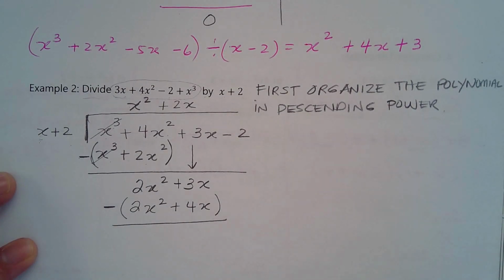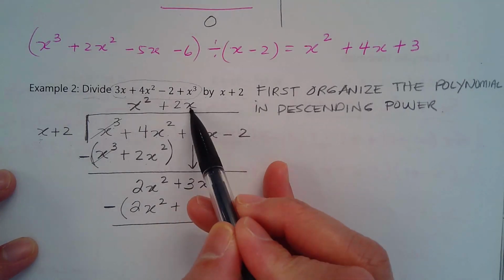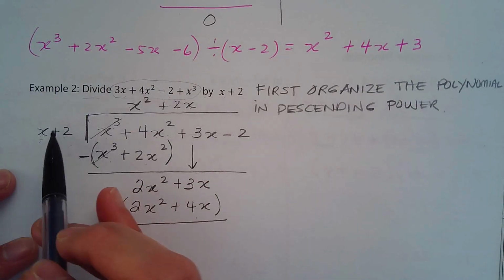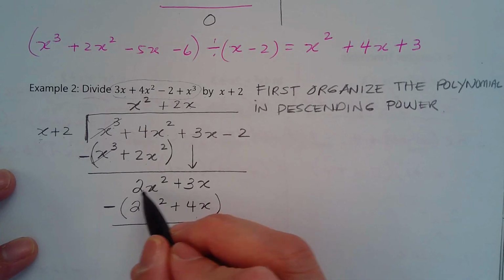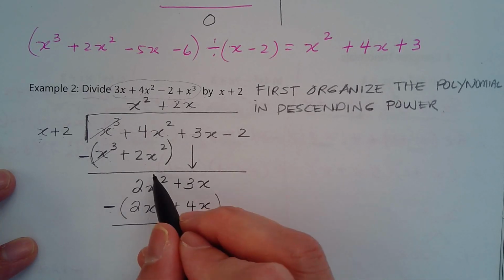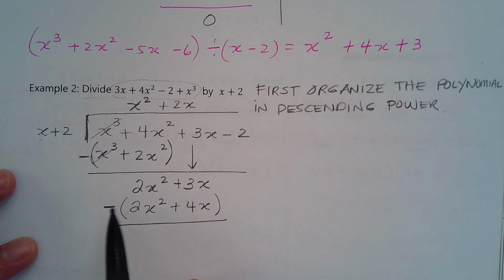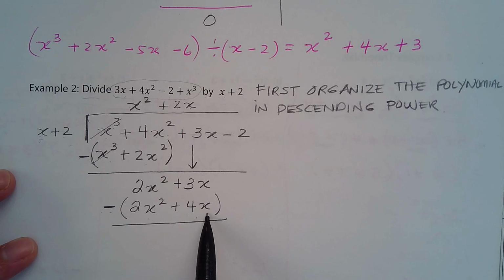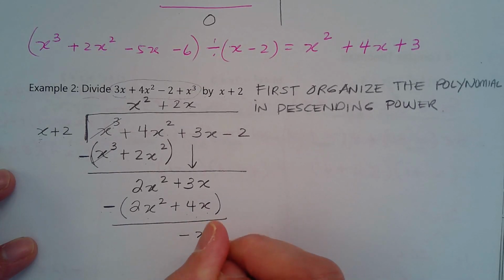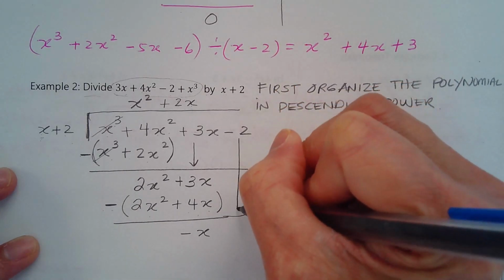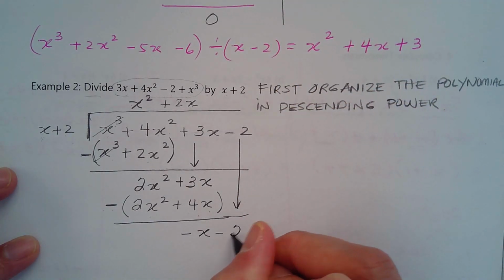Let's subtract. Is it multiplied? Multiplied. Yeah, they're multiplied. 2x times 2 is 4x. Yeah, they're all multiplied. Okay, so 2x squared minus 2x squared, 0x squared, they cancel out. Gotta be careful here. 3x minus 4x is minus x. Okay, next one. Bring it down. Bring down the negative 2.